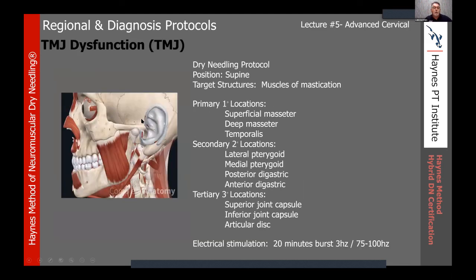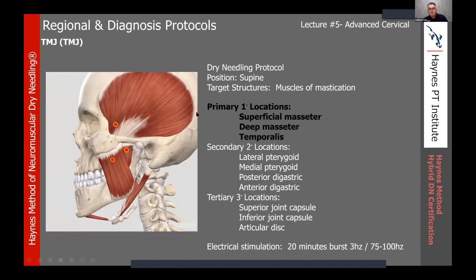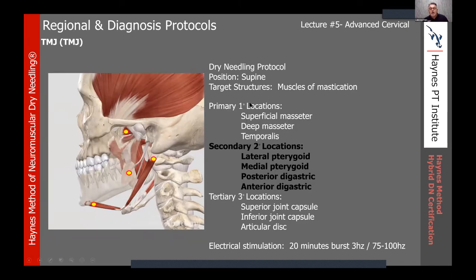For TMJ, our primary locations, as we discussed, one is going to be temporalis. We want to needle that, and then superficial and deep masseter. Most of the time with our TMJ or a TMD, this is where we're going to get our biggest response. If we're not getting the response there, then we move on to our secondary locations, our lateral and medial pterygoid, our deeper structures, or our anterior and posterior digastric.